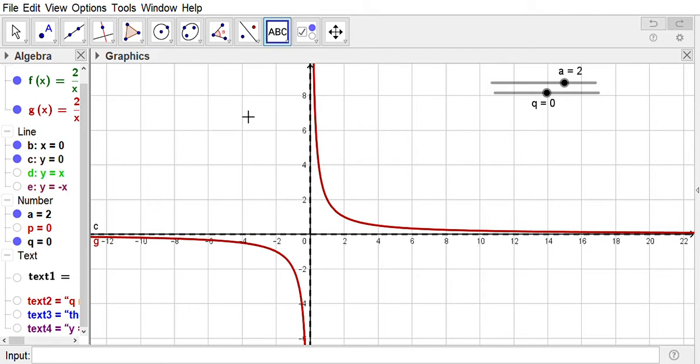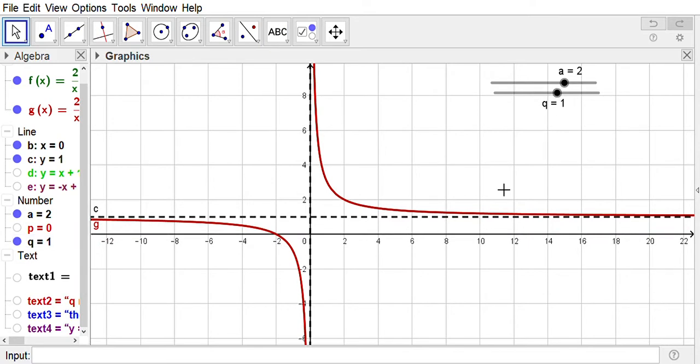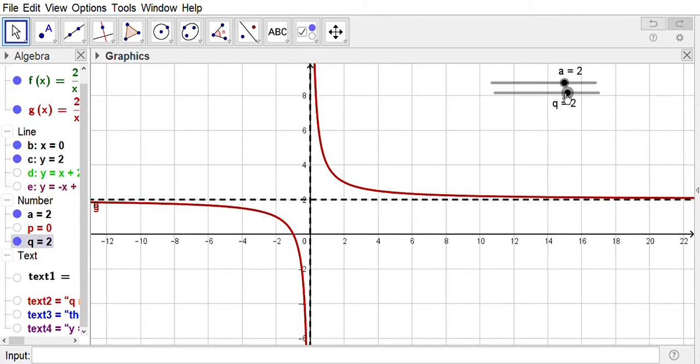Okay, so let's see what happens if I change the value of Q from 0 to 1. What I see happening here is that the curve is shifting up by 1 unit, and while the curve is shifting up, I also notice that the asymptote is also shifting up from y equal to 0 to y equal to 1. If I change Q from 1 to 2, what happens is that the curve shifts up by 2 units. I now have my asymptote at y equal to 2.